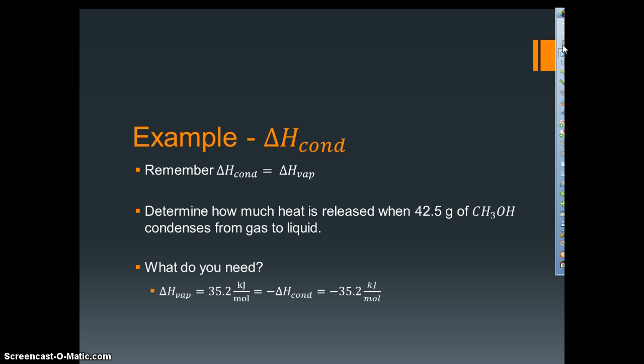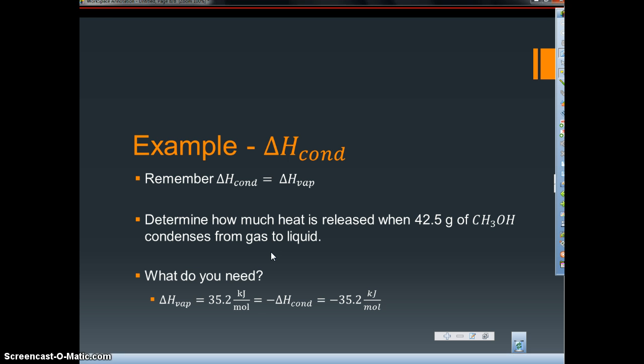we take a look. The delta H of vaporization for this particular compound here that's in the problem is 35.2 kilojoules. So the reverse reaction, condensing, is just the negative of that number, negative 35.2. So the math part kind of works out the same here. If we take the problem, I have 42.5 grams of CH3OH. This compound is also called methane. Condenses from gas to liquid.